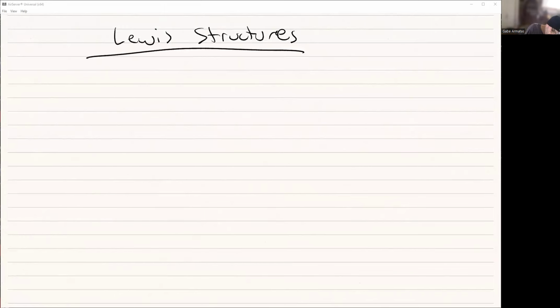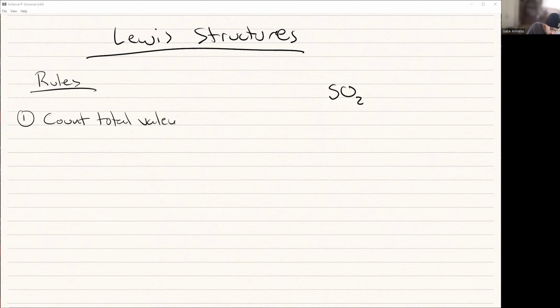So we're going to start with SO2 as our example, and let's take a look at the rules for Lewis structures. Step one for Lewis structures, we are going to count total valence electrons for the structure. So count total valence electrons.